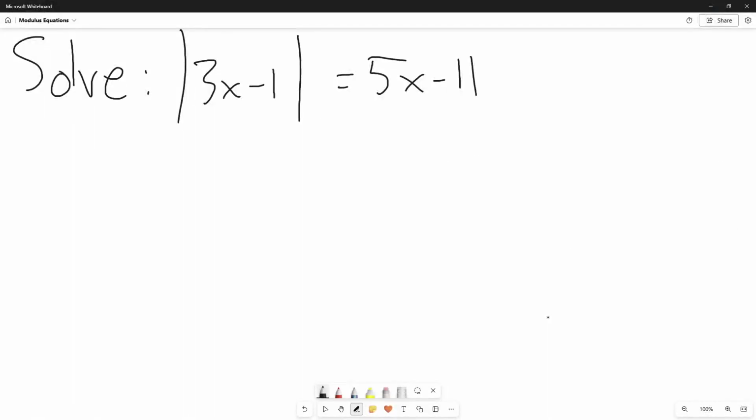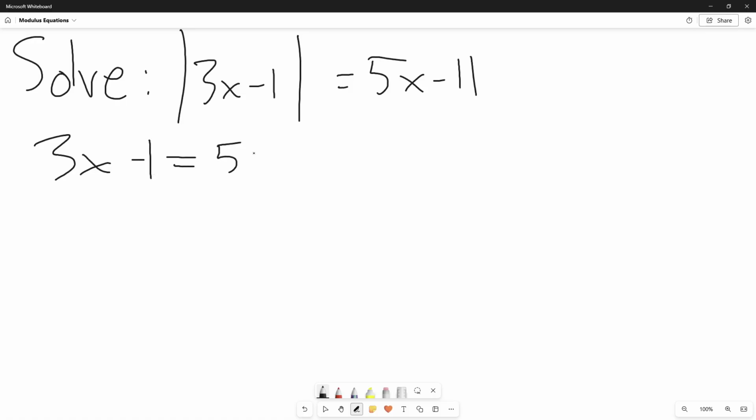And now, let's do another practice problem. And if you think you know how to do this one, then pause the video and try it. But this problem asks to solve the equation, the absolute value of 3x minus 1 is equal to 5x minus 11. And you should already know the first steps by now.